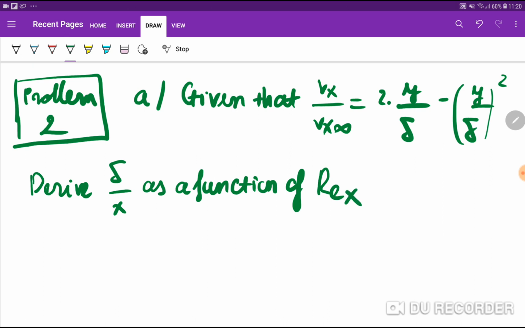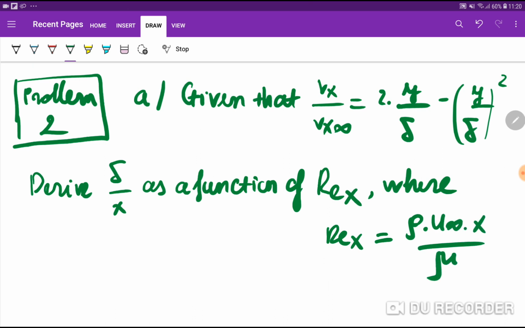And what is Reynolds number with respect to x? Reynolds number with respect to x equals rho times u infinity times x over mu. So the problem asks us to find this expression as a function of the Reynolds number expression.